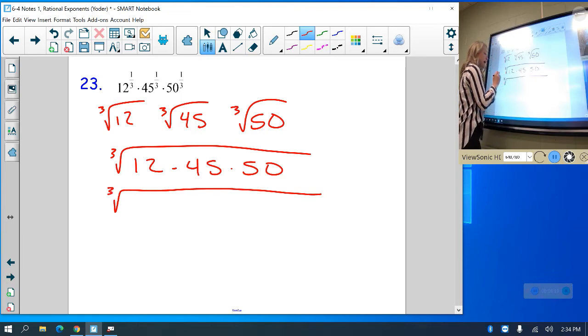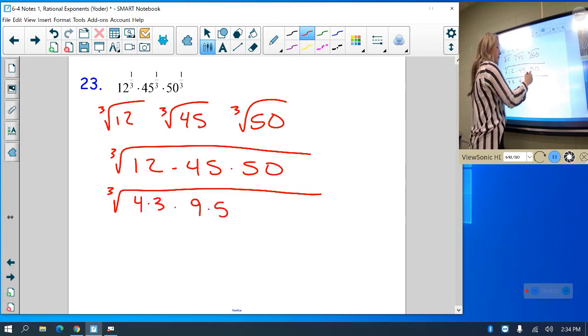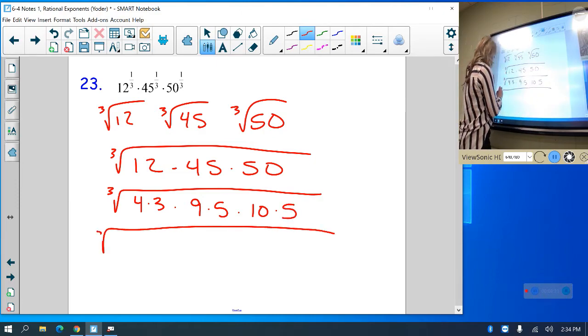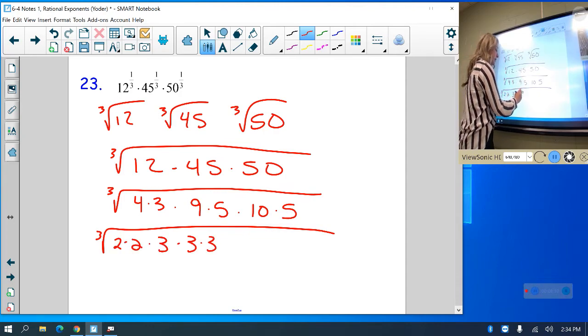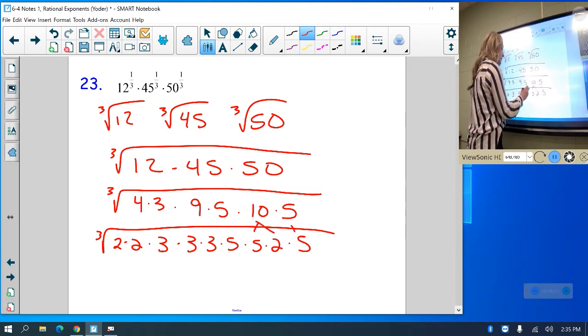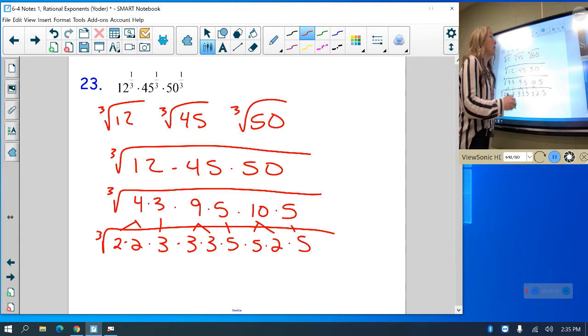And now we're going to break it down and look for perfect cubes so that we can simplify. So 12 is 4 times 3, 45 is 9 times 5, 50 is 10 times 5. I still don't have any cubes, so I'm going to keep going. So I have 2 times 2 times 3 times 3 times 3 times 5 times 5 times 2 times 5. And all I did was break those down if I could. And I'll go ahead and draw a line so you can see that. And now I have perfect cubes.